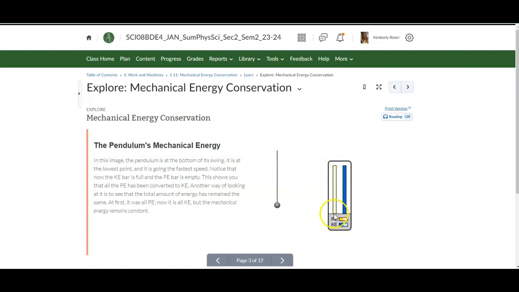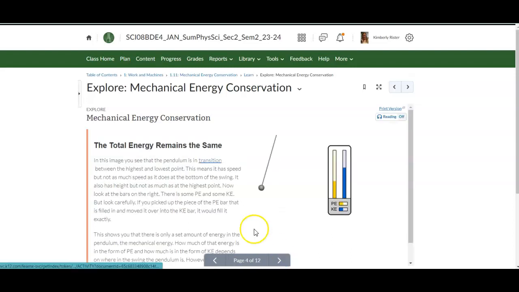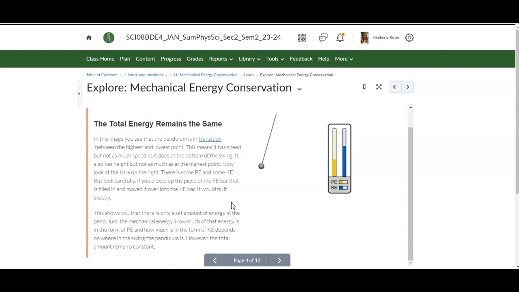So if we look over here, we have no potential energy, but we have very high kinetic energy. So now the KE bar is full and the PE bar is empty. So this shows that all the potential energy has been converted to kinetic energy. Another way of looking at it is to see that the total amount of energy has remained the same. At first, it was all PE, now it's all KE. But the mechanical energy, remember, that addition of both of those together, it remains constant. So the total energy remains the same.